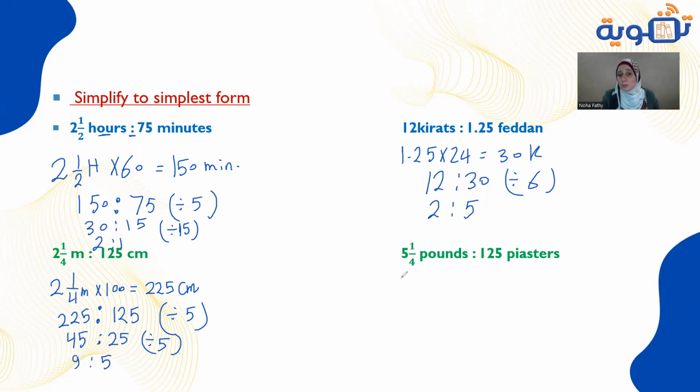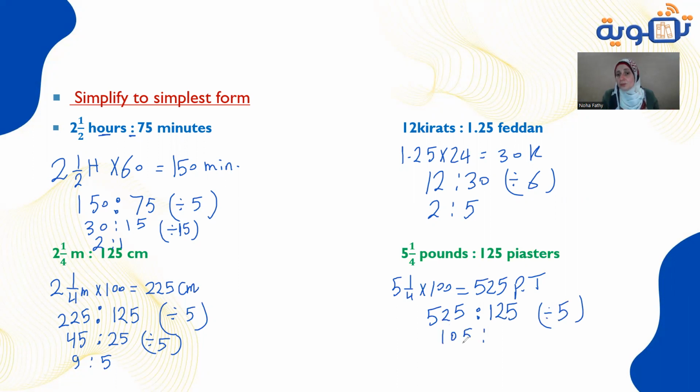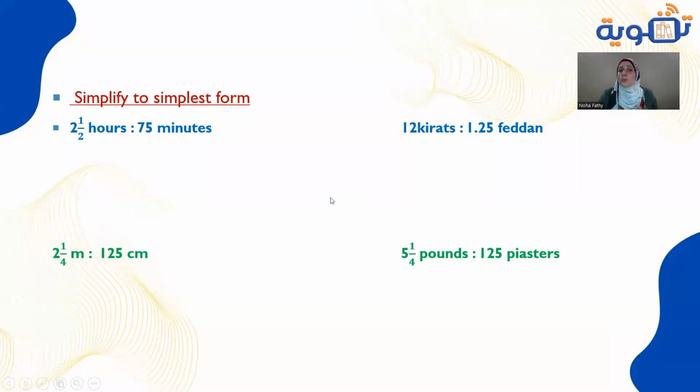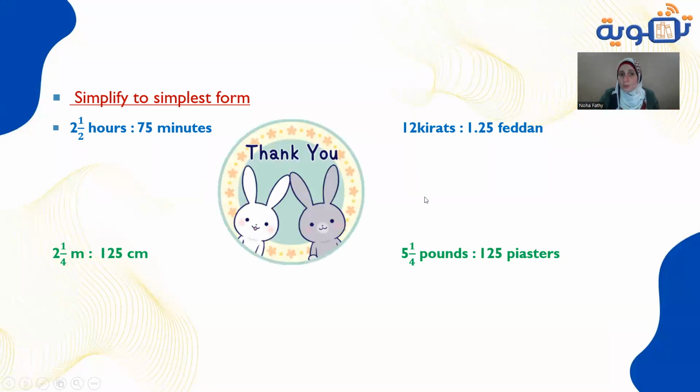Here from pound to piastre, multiply by 100, equal to 525 piastres. Then I will rewrite the ratio, 525 to 125. Then simplify because the unit digit is 5. Here equal 105 and here 25. Simplify again, divide by 5 equal to 21 to 5. So if you have two numbers with different units, convert from one unit to the other to have the same units.